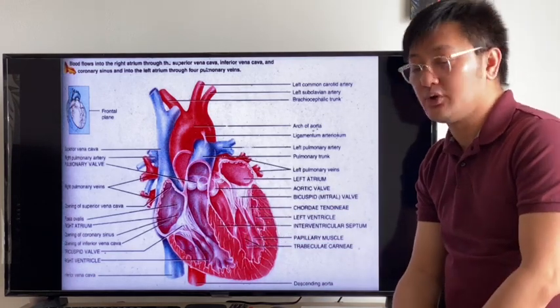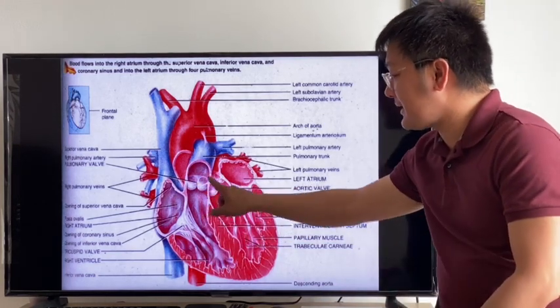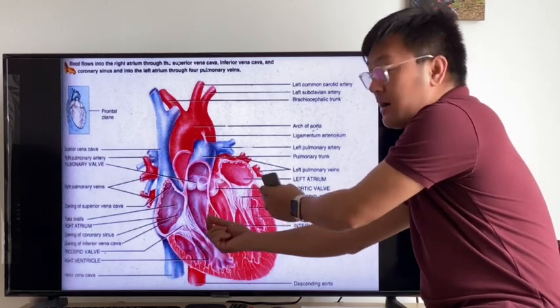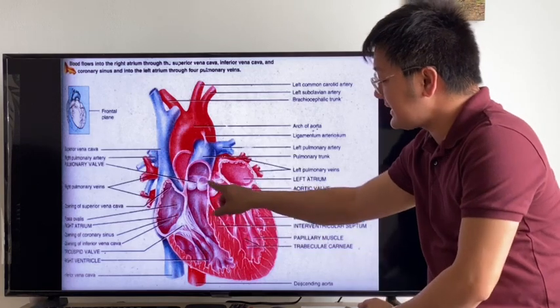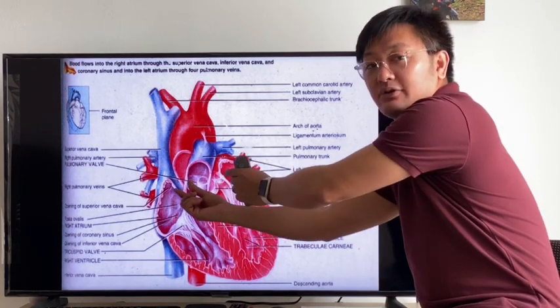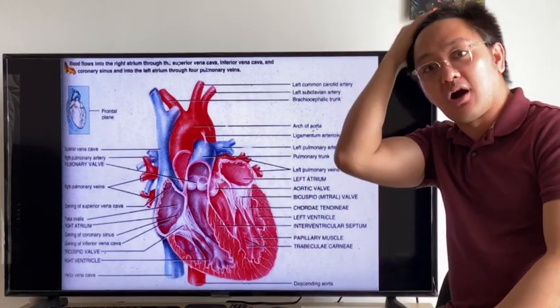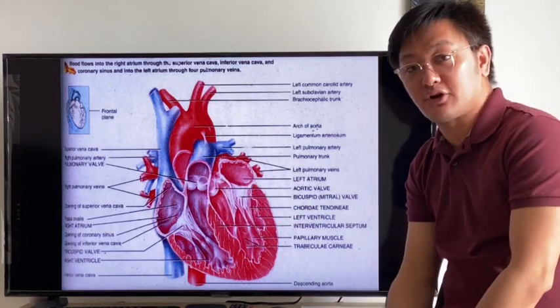S2, or "dub," is due to closure of your semilunar valves. In short, when these valves close, they produce the sound "lub." When these two valves close, they produce the sound "dub." That is why the lub-dub heart sound is due to valvular closure.